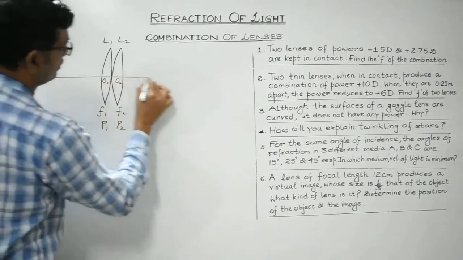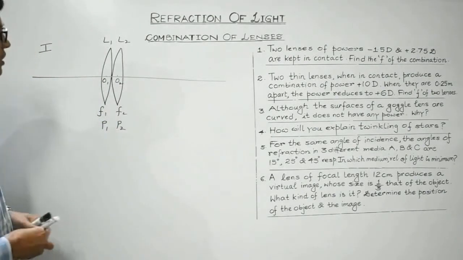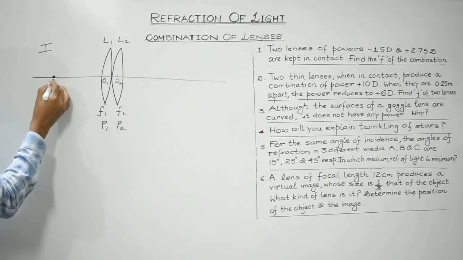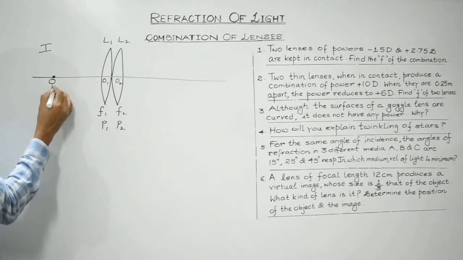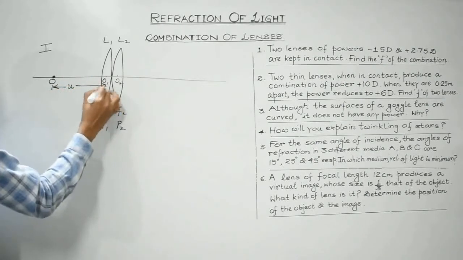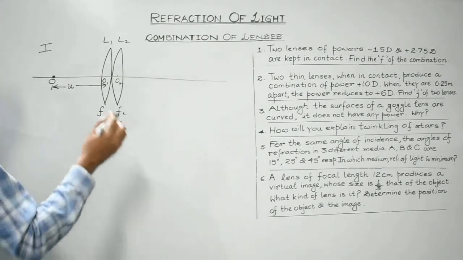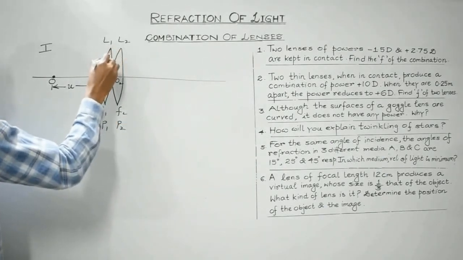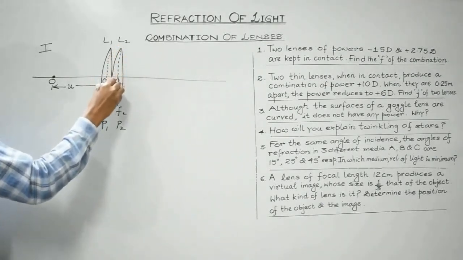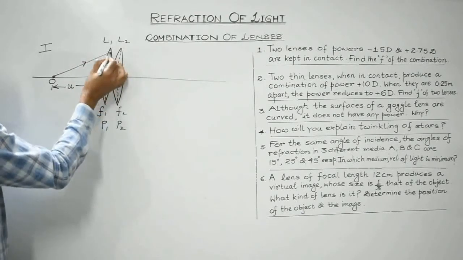So this is the principal axis, right? So students, suppose this is the object over here. Let us consider this to be a point object, and let the distance be u. Now consider these are the reference lines from where the deviation of light is to be considered. So this is the incident ray. Obviously it will get refracted.